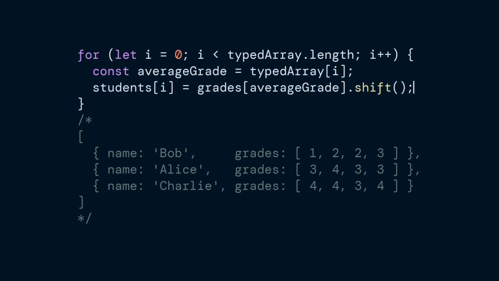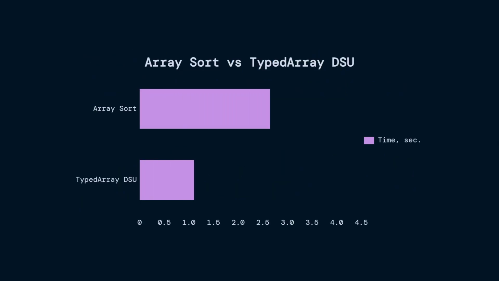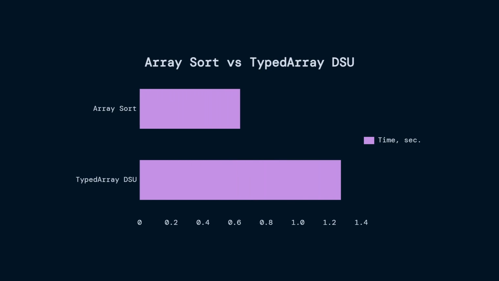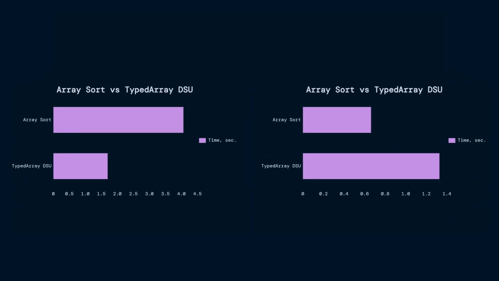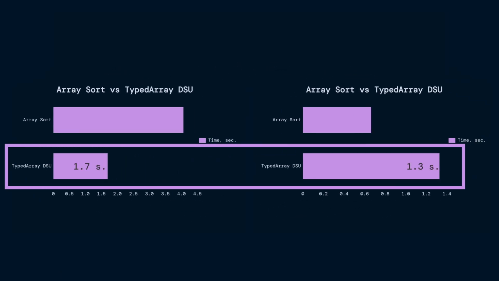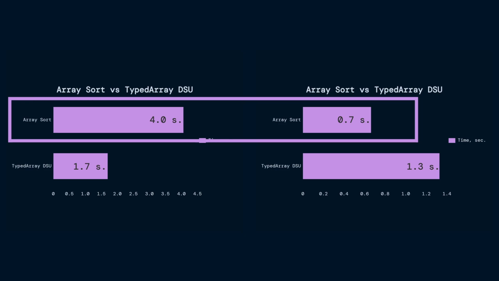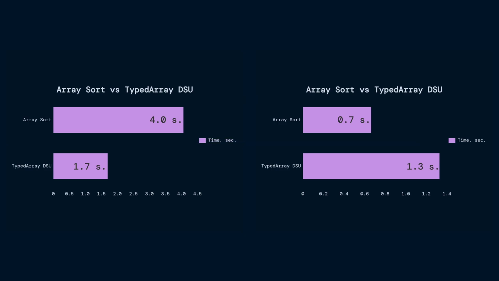This method can be a lot faster than built-in array sort. Like in this example, it is 2.5 times faster. On the other hand, in this example, it's almost twice as slow as built-in sort. If you look closely, you'll notice that the performance of our typed array method didn't change a lot between two examples. But built-in array sort is almost 6 times faster than in the second example. In both cases, the number of sorted elements is the same, so why is performance so drastically different?